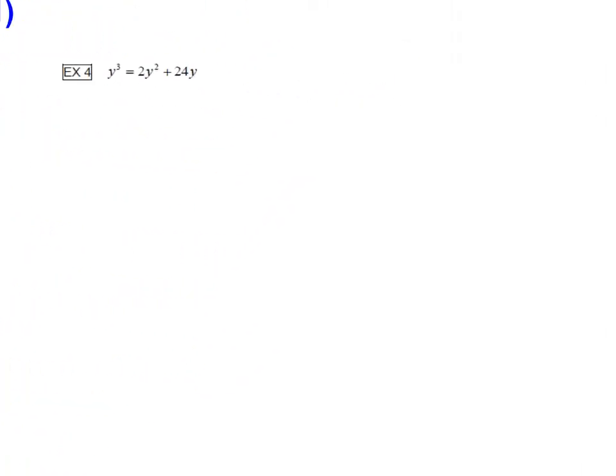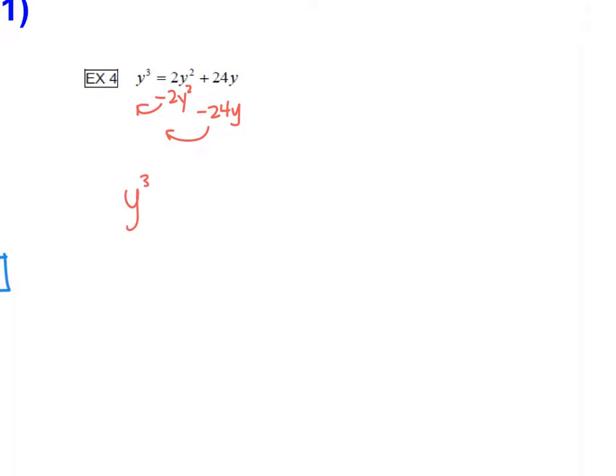All right, next example. Again, we want to get everything on one side of the equal sign so that we can factor this. Whatever your highest exponent is, you want that term to be positive, so very similar to the last one. I have a positive 2y squared, so I'm going to subtract that from both sides. I'm going to subtract the 24y from both sides. So we end up with y cubed minus 2y squared minus 24y equals 0. So you want everything on one side, 0 on the other side.